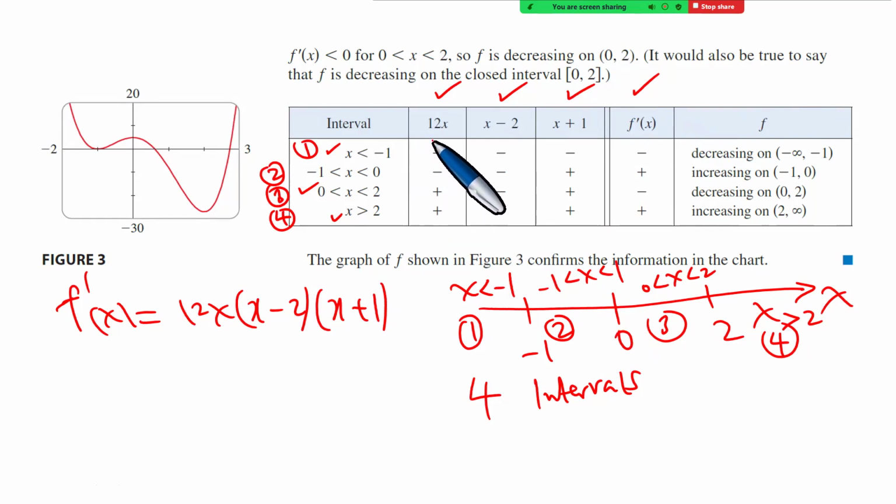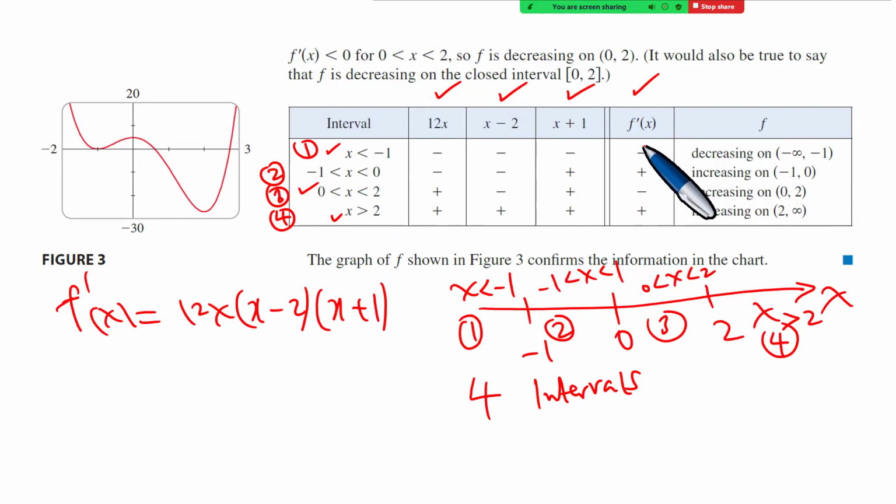If we look at 12x, whenever x is less than minus 1, you can put an arbitrary number, any number that's less than minus 1, like minus 2, in the place of x. 12 times minus 2 is minus 24, which is negative. Minus 2 minus 2 is minus 4, which is negative. Minus 2 plus 1 is negative. That is why we have the negatives there. The number choice depends on the student, but whatever number you choose in the interval, it will always be the same sign.